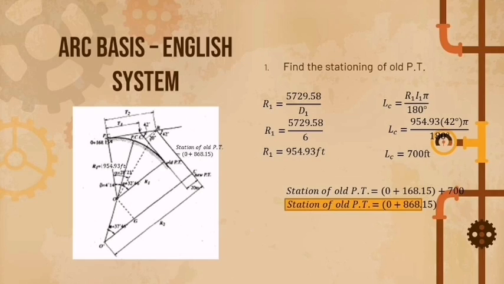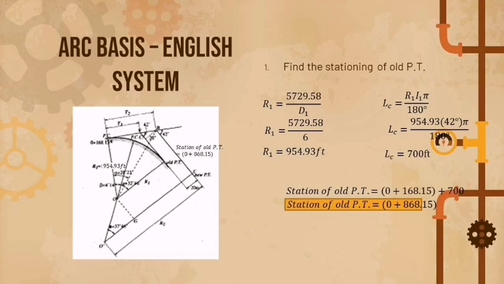So we are using now the Arc Basis English system in answering this question. So first, find the stationing of all PT. We will use the formula to get the radius of Arc Basis English system, which is R1 equals 5,729.58 over the degree 1. So substitute the degree, which is 6, and divide them, and we will get the answer of 954.93 feet. So remember, we are using again the feet because we are using English system.